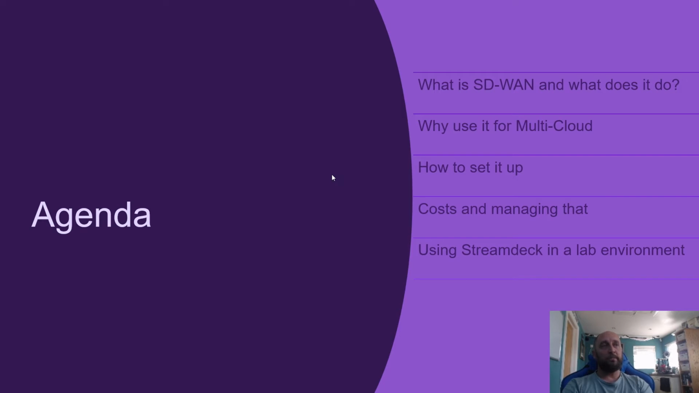We'll go through costs and how I manage that, and using Streamdeck in a lab environment. So I use SD-WAN in my labs, and I've got a Streamdeck, and I assign some nice automation. I'm going to share those scripts with you at the end. So the idea is, if you follow my blog post, you'll be able to set up SD-WAN, create a multi-cloud mesh, and then you'll be able to assign some nice automation to the Streamdeck, or just run the scripts manually, and that will power on, power off the devices for you and give you some nice little notifications whilst it's doing it.